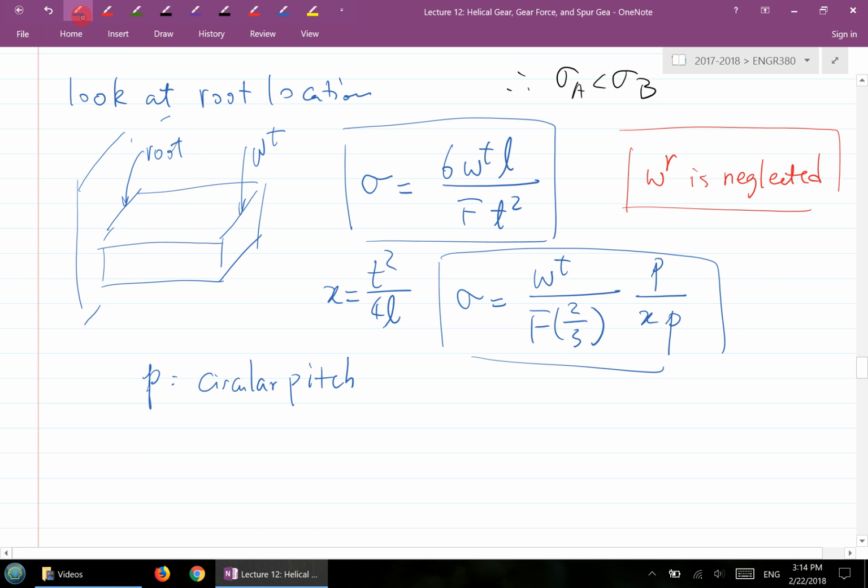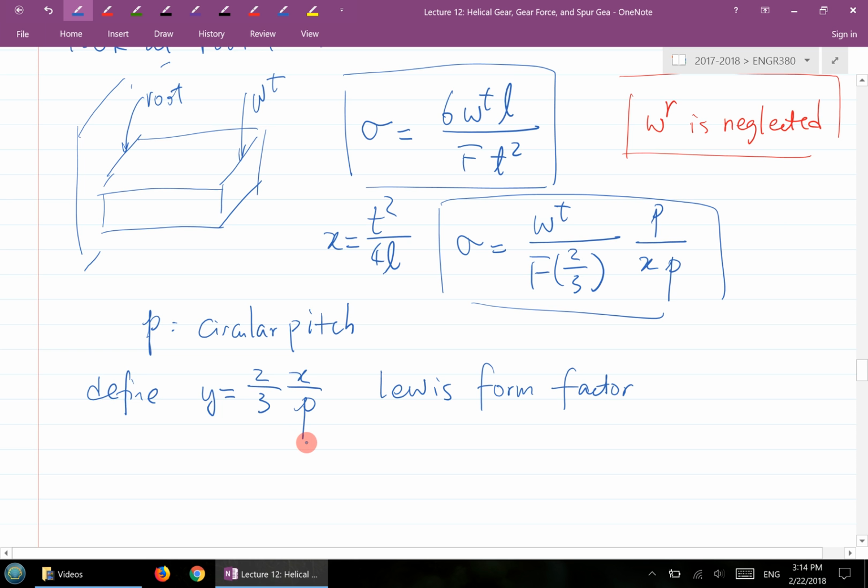And now, what Lewis did is define a new parameter called the small y, defined as 2/3 x times the small p, the circular pitch. So this is basically the initial name for the so-called Lewis form factor. And then later it's transformed to something slightly different.